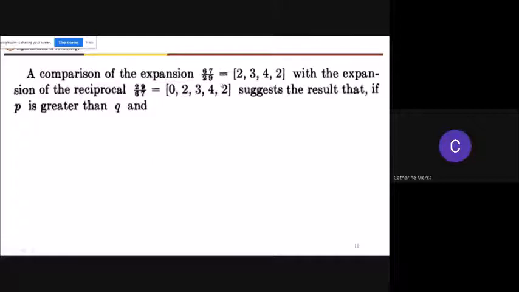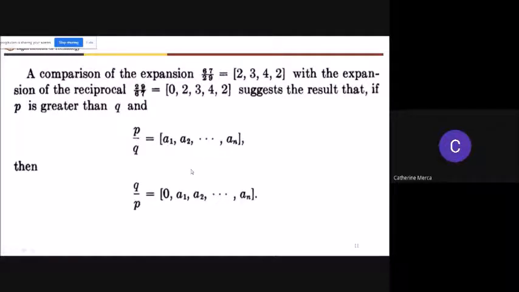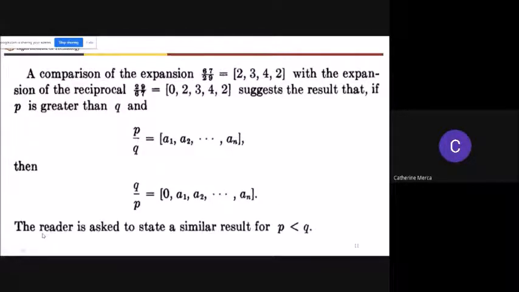So if you have a value wherein P is greater than Q, let's say just like this, you now have your P over Q. Earlier, 67 over 29, that is P greater than Q, and so on, you will have a1, a2, up to an. Then Q over P will now be 0, a1, a2, up to an. So you start with 0, but you still come up with that value for Q over P by observation. So you're asked to state a similar result for P less than Q.